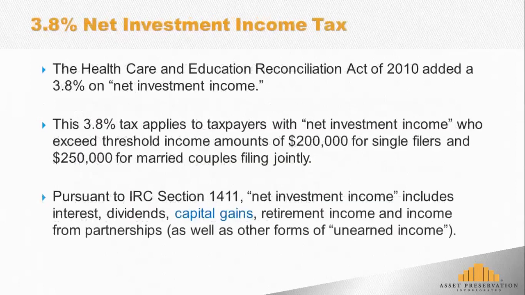And then when we look at the 3.8% net investment income tax, this is a tax that applies to any net investment income over certain threshold amounts. And so the threshold is $200,000 for single filers and $250,000 for married couples filing jointly. Again, just want to point out that you do have a significant marriage tax penalty to take into account. Section 1411 defines what is net investment income, and it includes a lot of different types of income, including interest, dividends, income from partnerships, retirement income. But you'll see in blue it also includes capital gains, and so this applies to some taxpayers.